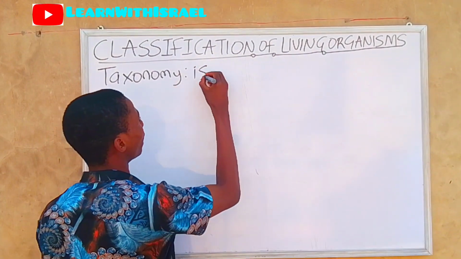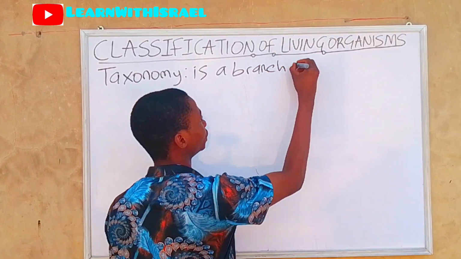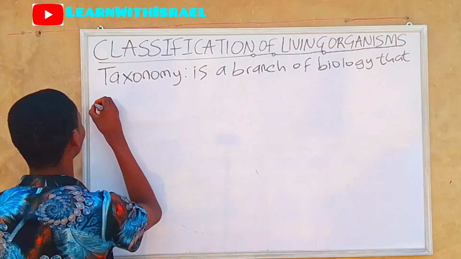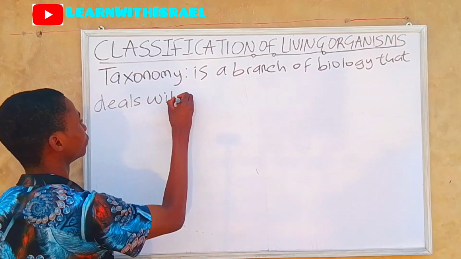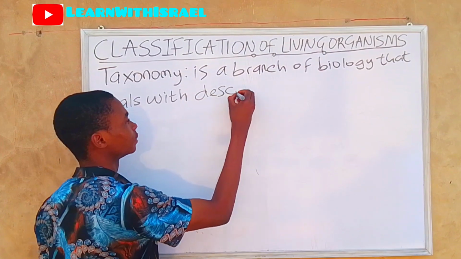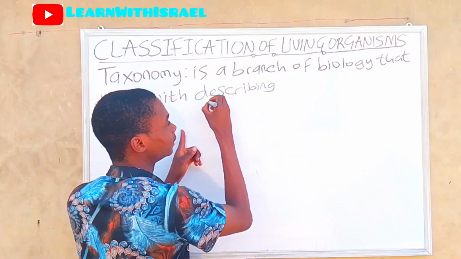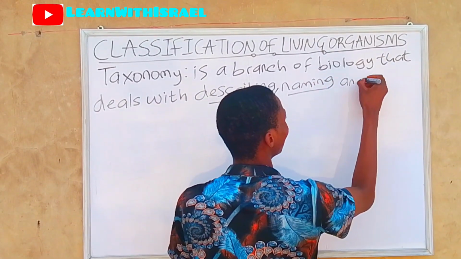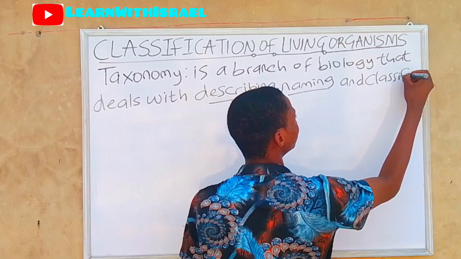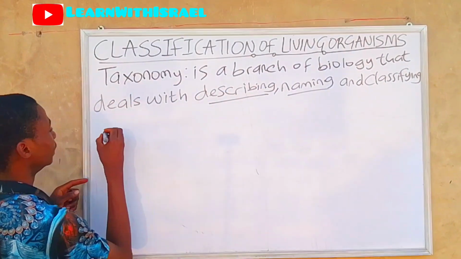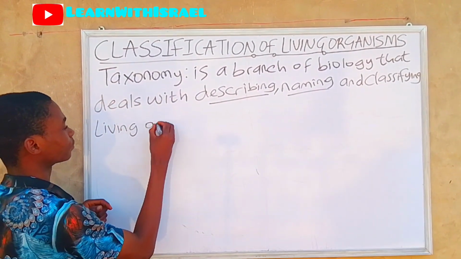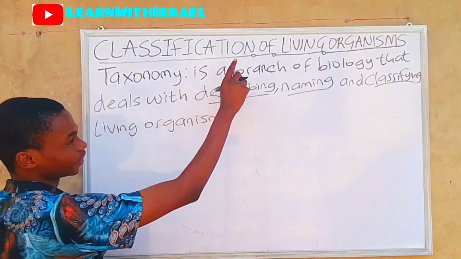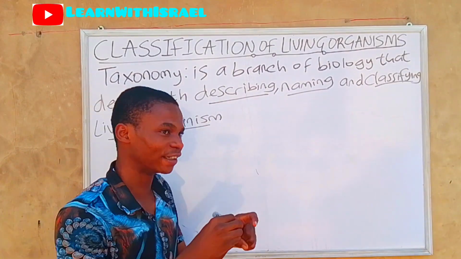So taxonomy is a branch of biology that deals with describing, naming, and classifying living organisms. Note that it deals with describing, naming, and classifying. As you can see, classifying living organisms is also known as classification of living organisms, so it is still under taxonomy.